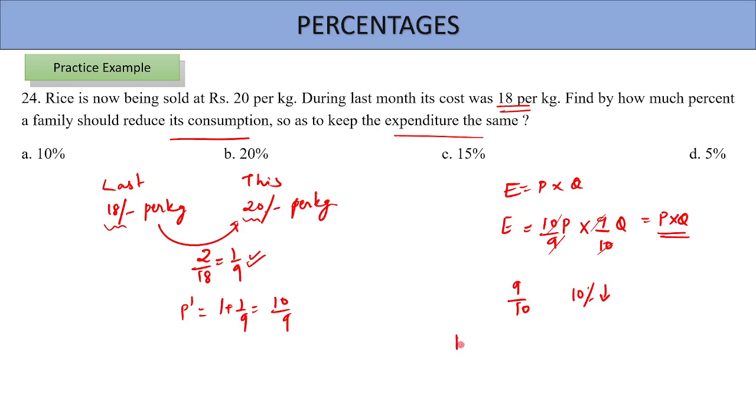If my initial value of Q was 1 and now my value is 9 by 10, that means I am decreasing it by 1 by 10, which is nothing but 10%. I hope you understood this sum. If not, I will repeat it again: my new value of Q is 9 by 10 of Q. If I assume my initial value of Q as 1, the new value is 9 by 10, that means I have decreased my value by 1 by 10, which is nothing but 10%. Option.